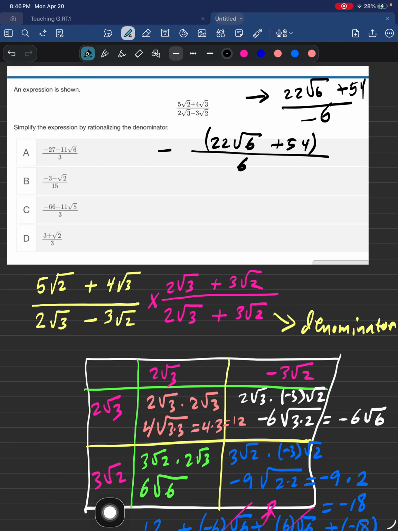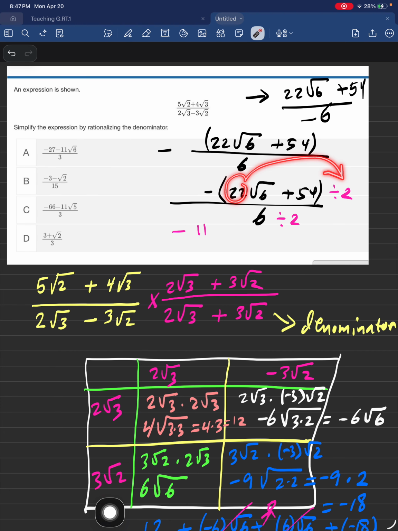Also you can write it as 22 square root of 6 plus 54 divided by negative 6, and at the same time you can write it with a negative in the numerator: negative 22 square root of 6 plus 54, divided by 6. So simply you can start dividing by 2 and divide everything by 2. Based on that, you can reach the idea, which is negative. Now 22 divided by 2 is 11. I'm talking about this 22. You can divide it by 2, getting 11.